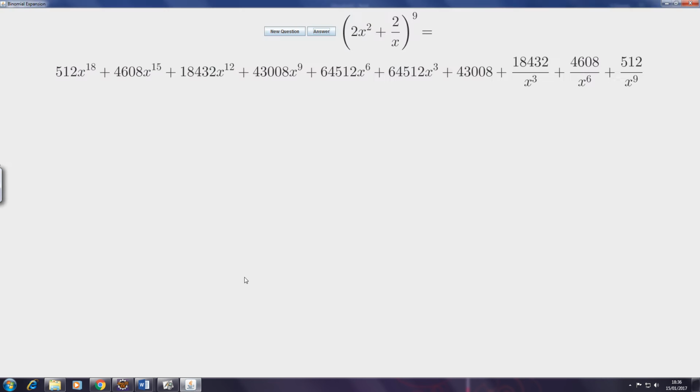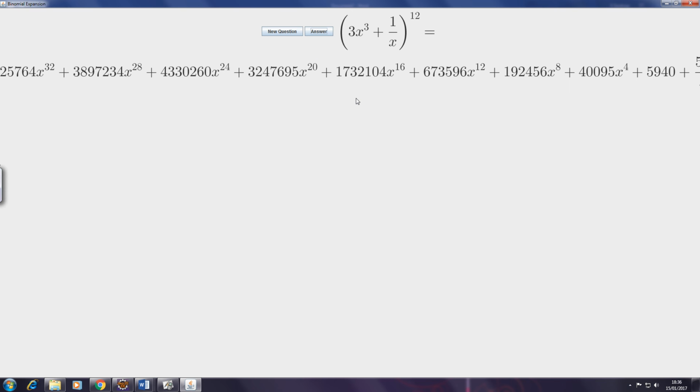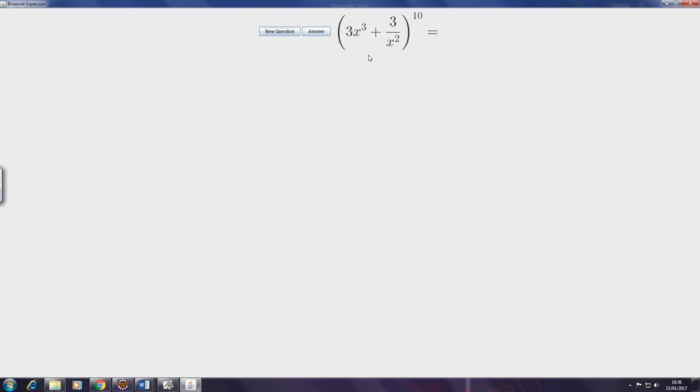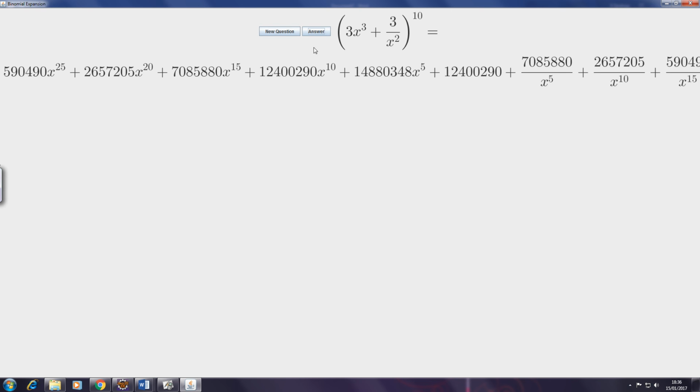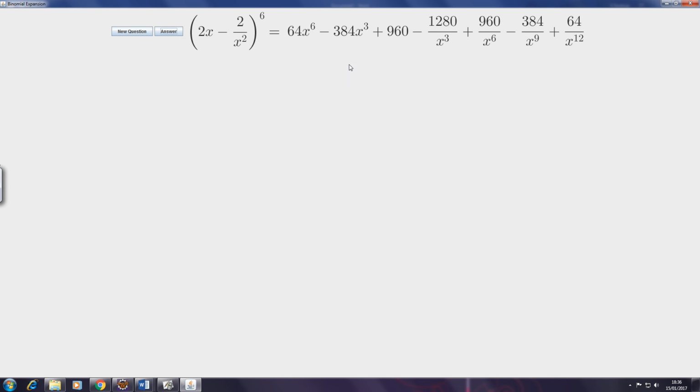Okay, so what you can do now is press new question, and there's a completely new question for you to have a go at. And then there's the answer. If it doesn't fit, I do apologise, I need to program a little bit. But most of them will fit. Actually, I'll change the number so it will fit on the page. But every time you click new question on this particular file, it will always generate a question where you have to find the constant term.